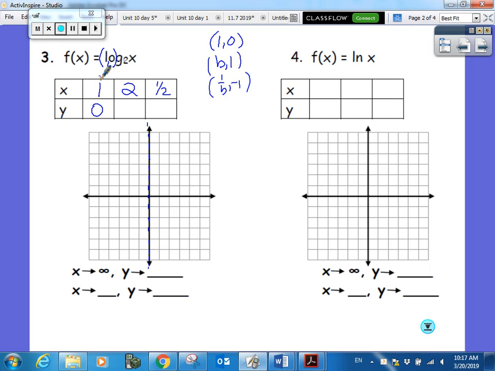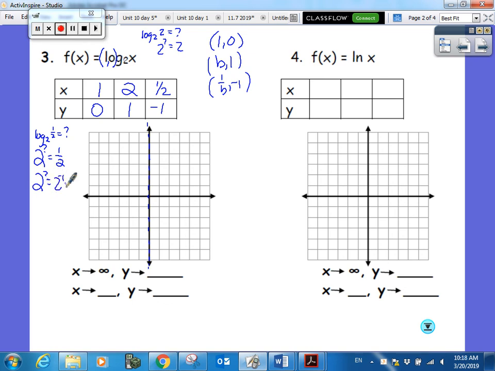Then I have base, 1, so the base is 2. That means my value is 1, because really what I'm doing, log base 2 of 2 equals what? 2 to the what equals 2. I can always evaluate if I need to. And then if I plug in 1/2, okay, 1 over the base, I'm going to get negative 1. Same thing. Log base 2 of 1/2 equals what? 2 to the what equals 1/2. 2 to the what equals 2 to the negative 1.